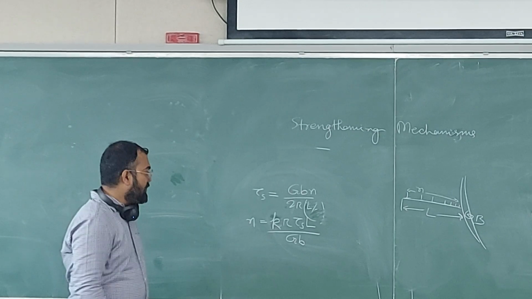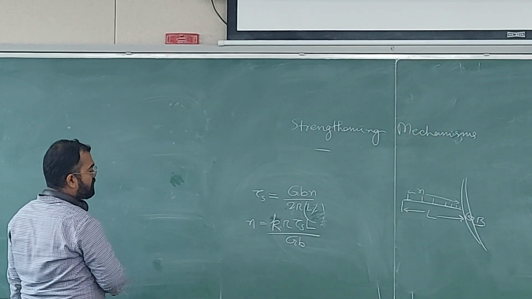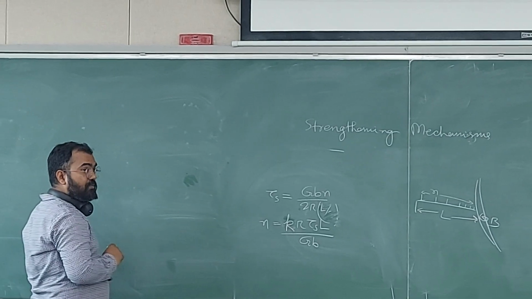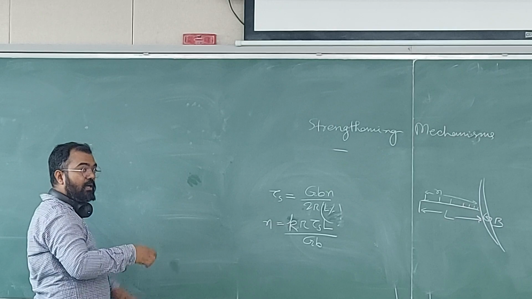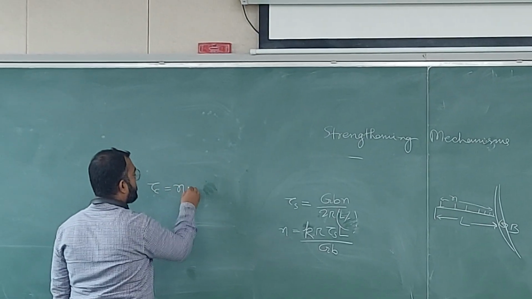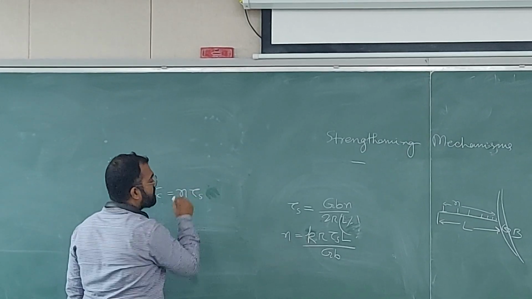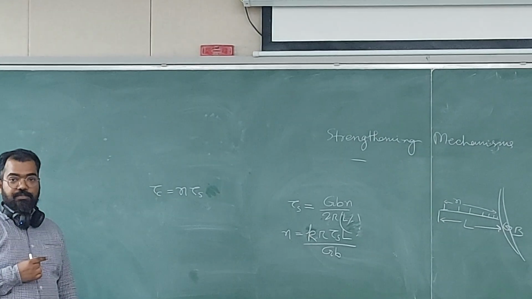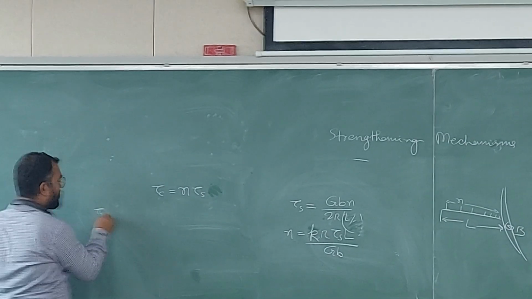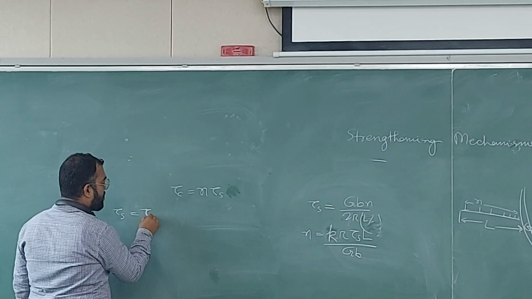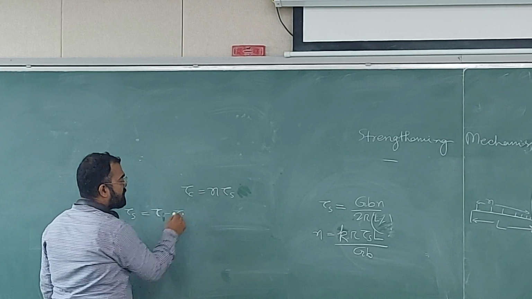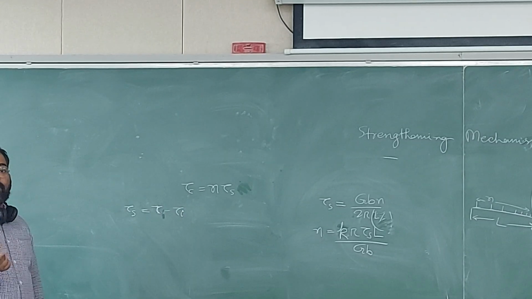Now, if there are n number of dislocations which have piled up on an obstacle, then the amount of stress which I need to break that barrier will be n times the shear stress which each dislocation is facing. And this shear stress will be the amount of shear stress which has been applied minus the amount of stress which the dislocation is offering as a resistance.